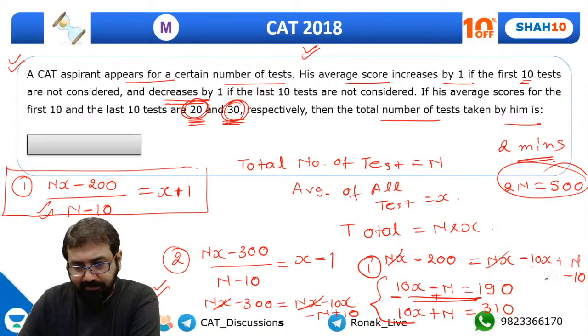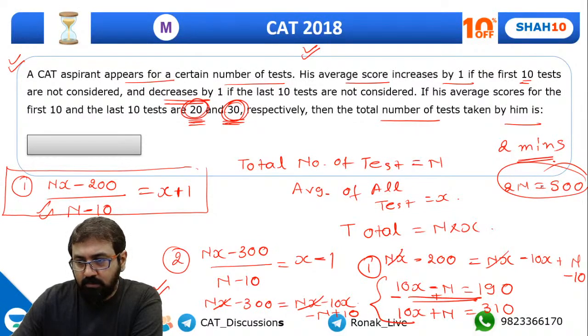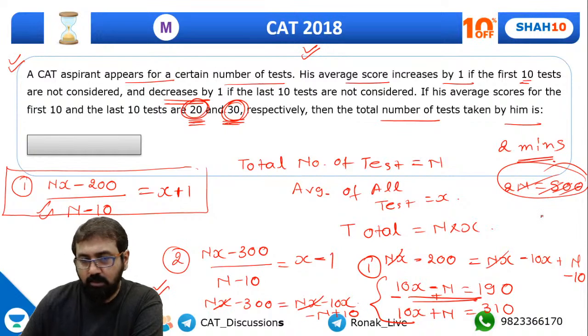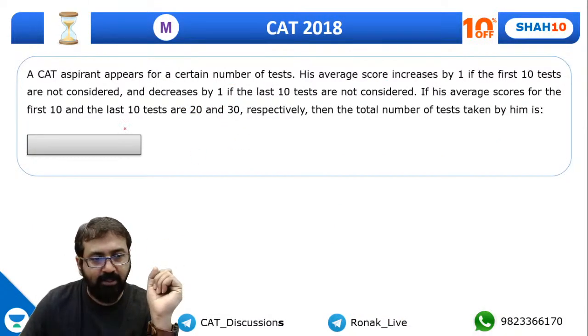Let's check. Minus 10. What value are you getting? This is not correct, na? Let's do it once again, everyone. Let's just do it quickly.